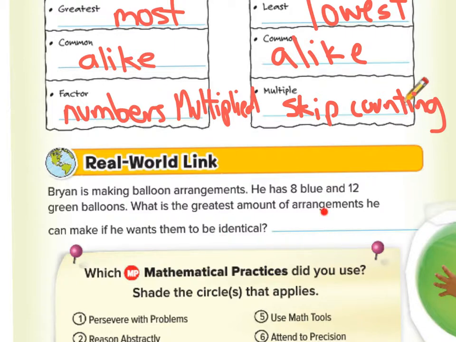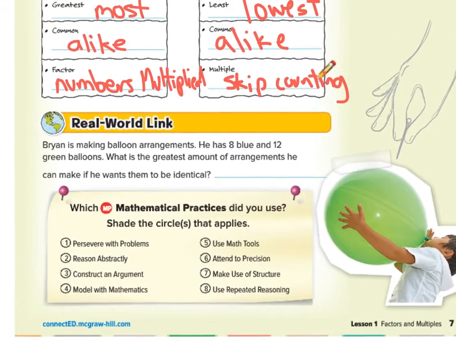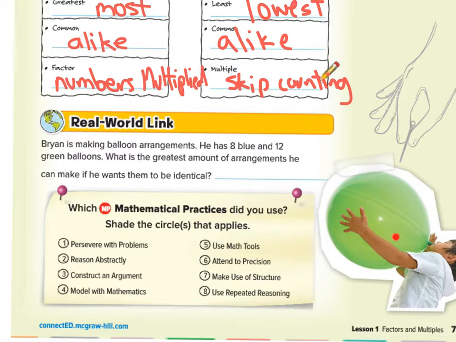So arrangements means he's going to put them together into groups, right? You can see here he's got a big green balloon right there. But he wants them to look the same. So what do we do? Well, we see that we have 8 blues and 12 greens. We have to look at the factors. What numbers multiply to make up 8, and what numbers multiply together to make up 12? Or what common multiple do both of these have?